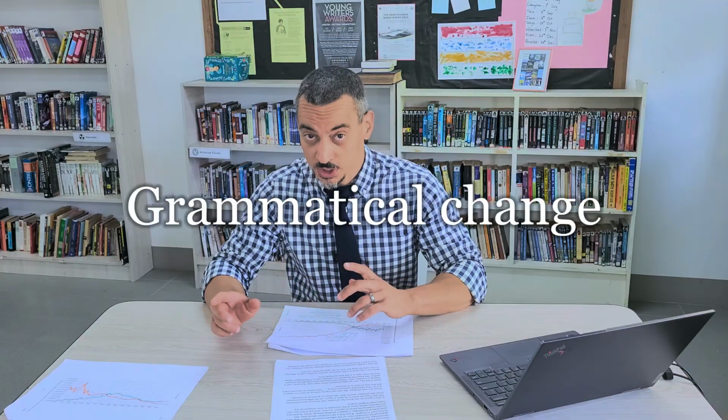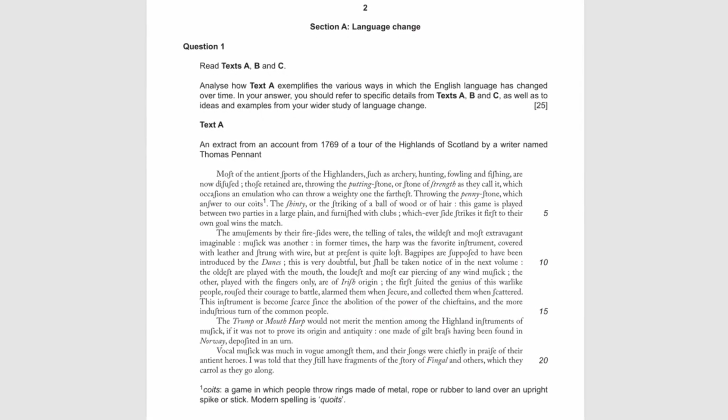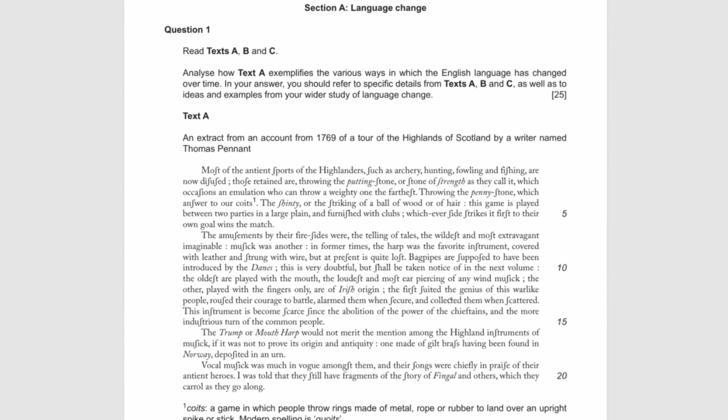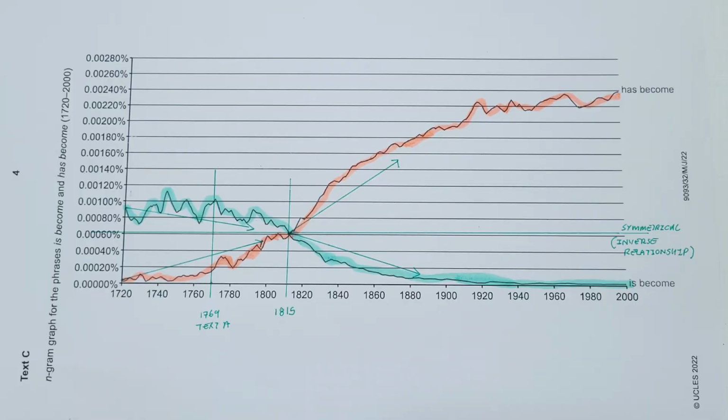Now let's move on to an n-gram that shows a grammatical change. So this is going to be from the text, which is an excerpt from an account from 1769 of a tour of the Highlands of Scotland by a writer named Thomas Pennant. All right, so this comes from 1769, and we're going to be looking at two phrases, has become and is become. So the first thing I want to look at is, what are the differences between these two phrases?